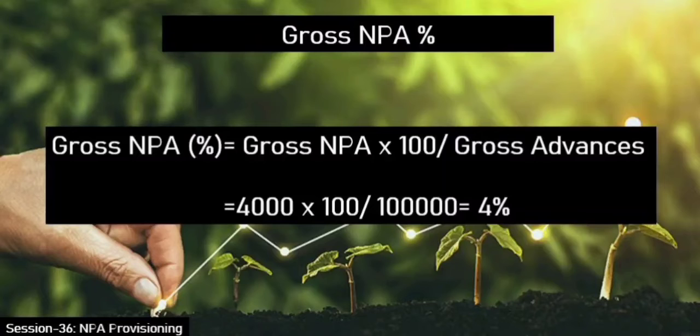Now this gross NPA is desirable to be reducing from year to year. Like in 2020, you had a gross NPA of 4%. Now it has reduced to 3.5% in 2021, and say it reduced to 3% in 2022, like that. So it is ideal that you keep on reducing the gross NPA, which is showing the effectiveness and efficiency of the bank which you are analyzing.